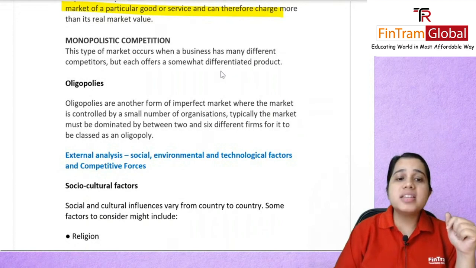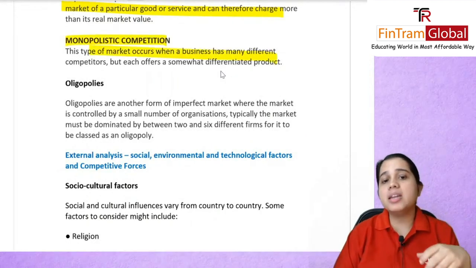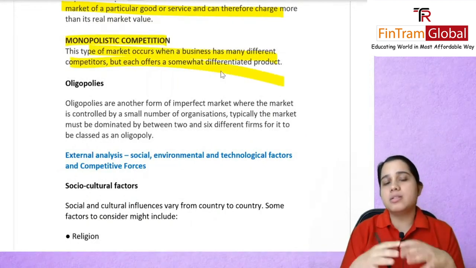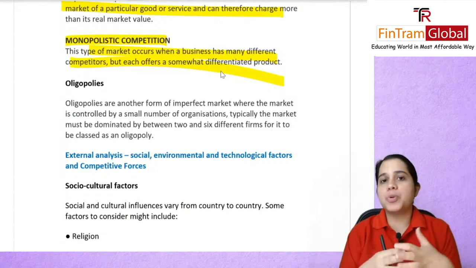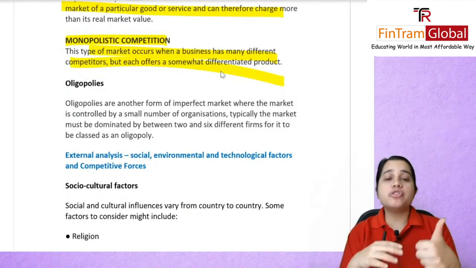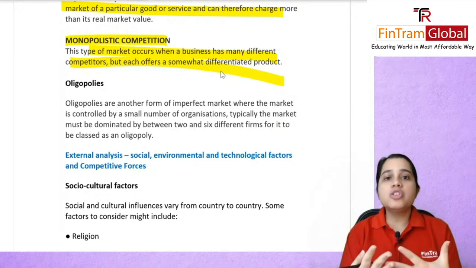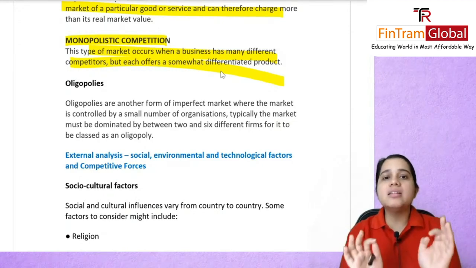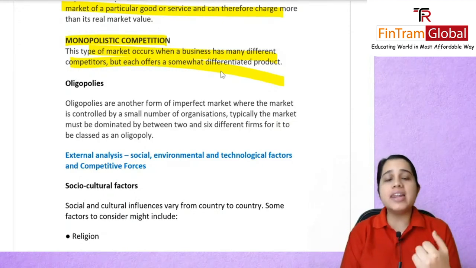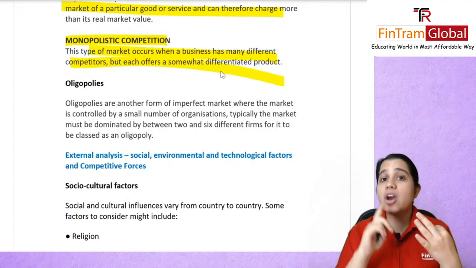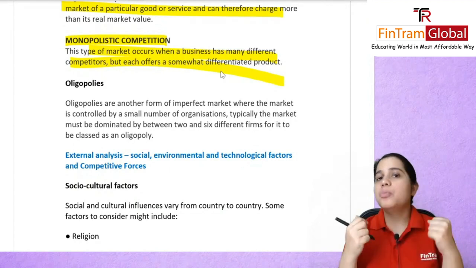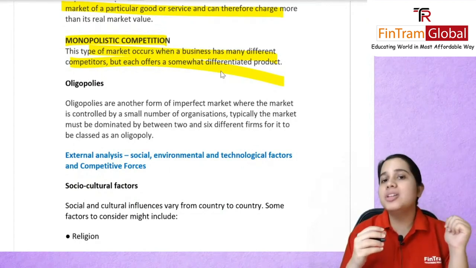You have your monopolistic competition. This type of market will have many different competitors, but again, somewhat differentiated products. The best example is restaurants, right? There are so many restaurants, but all of them are selling their differentiated product. You have Italian restaurants, Indian restaurants, fast food restaurants. They are all restaurants, but they are all selling differentiated products. So that is your monopolistic competition.